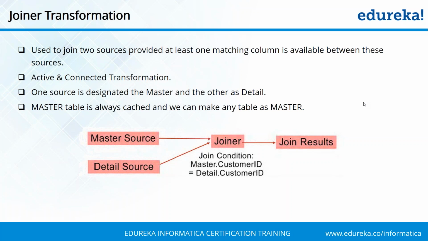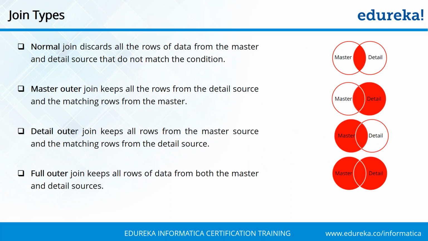So using the joiner transformations, there are four types of join that we can process. Now the first type is a normal join. So here what we're doing is that we're just selecting the common details that are present between the master source as well as the detail source. So once you've specified the condition through which it is joined, only those rows that match this condition would be selected. However, if you're using the master outer join, all the rows present in the detail source will be selected, but only those rows that meet the condition from the master will be selected.